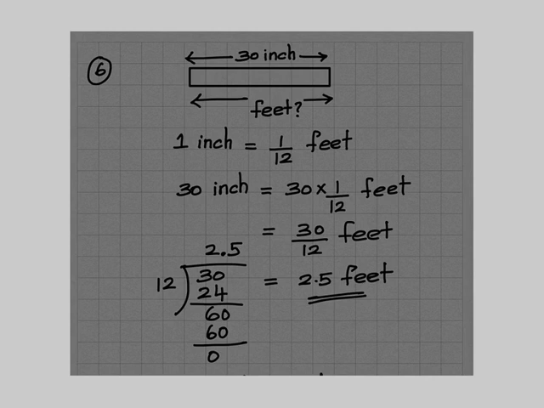Here you have to convert inch to feet. The total is given, which is shown in a tape diagram. The total is 30. And when we convert from inch to feet, you have to multiply with the fraction 1 by 12. Right? So let us multiply. 30 inch equals 30 times 1 by 12 feet, which is 30 by 12.